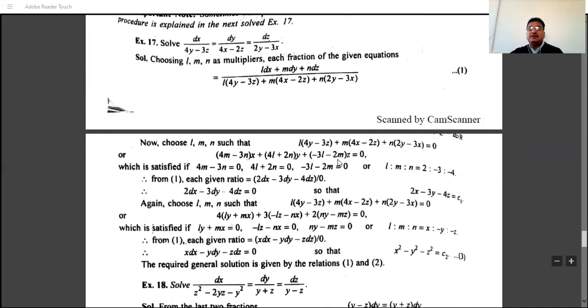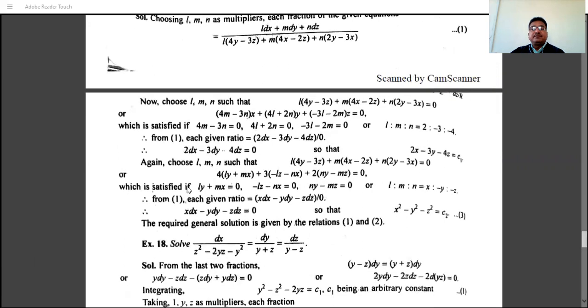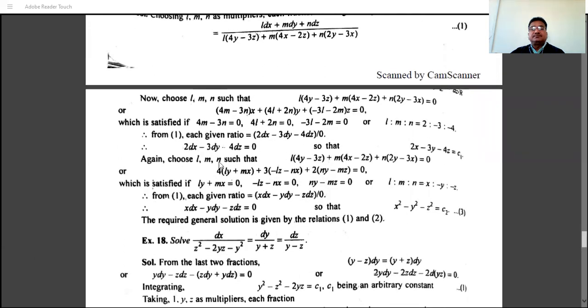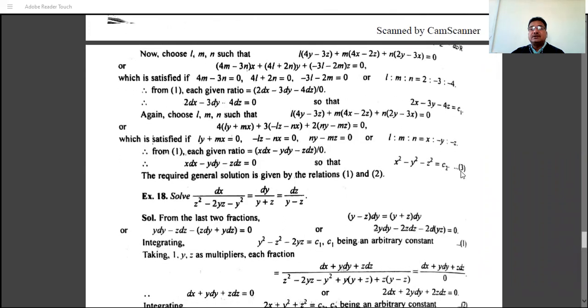So how can we find the constant multipliers l, m, n? By using this process, we can find the multipliers 2, minus 3, minus 4, or by using the trial and error method. And then we have this solution number 1, x square minus y square minus z square is equal to c2.